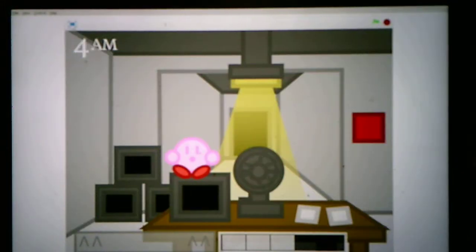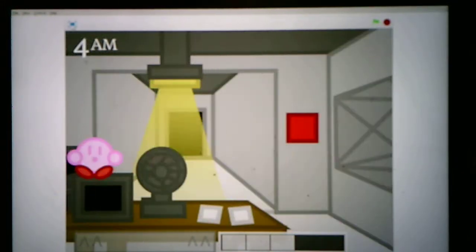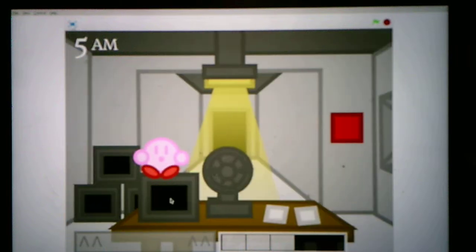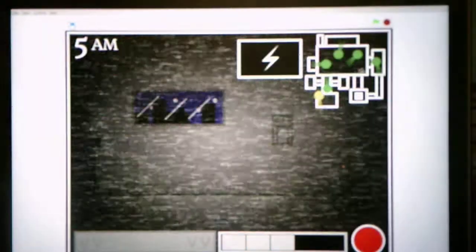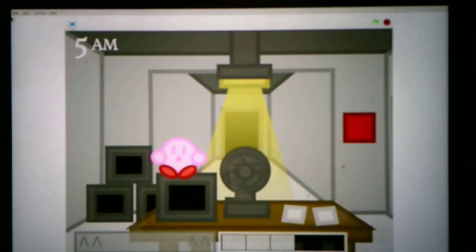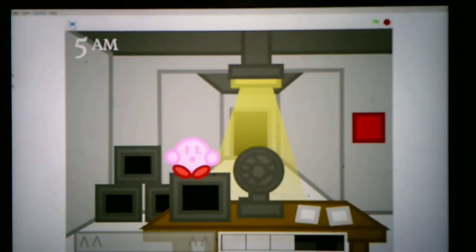Okay. And I'm not checking the cameras that much because I need to conserve battery. Alright. So we're doing well this night, so that's good. This game has longer nights because it goes till 8 a.m. Five Nights of Smash Bros. In all five games, it goes till 7 a.m. instead of 6 a.m. This game, it goes till 8 a.m.